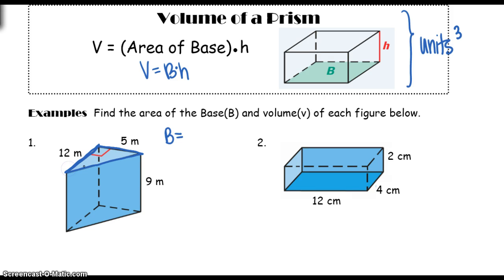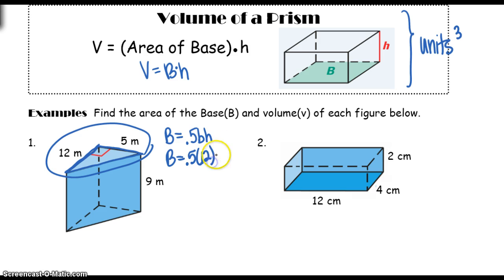And the formula for the area of a triangle is 0.5 BH. Okay? Now, the base and the height of just the triangle, we're only looking at this triangle right here. And height is always perpendicular to the base. Perpendicular. Look at the picture. Do you see the perpendicular right here, the 90-degree angle? So that must mean my 12 and my 5 are my base and my height. So B equals 0.5 times 12 times 5. And when we type that all into the calculator, we end up getting 30 meters squared.